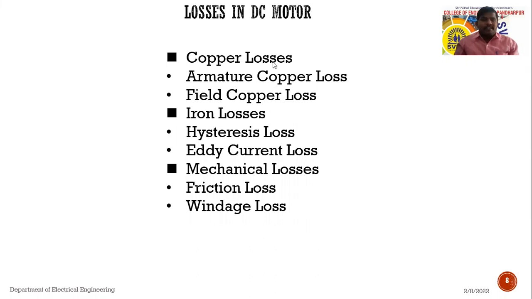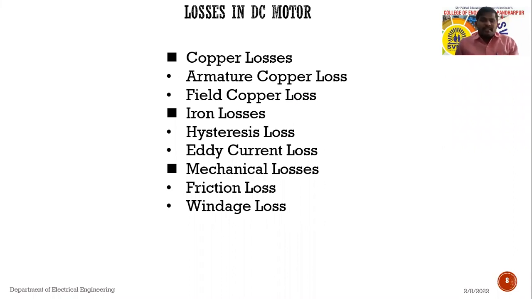See, due to the resistive part of the machine, or the resistance of the armature winding or copper winding, there will be copper losses. As we know, copper loss is proportional to the square of the current. That means I squared R loss is what we call copper loss. These occur as armature copper loss or field copper loss, which come under copper loss.